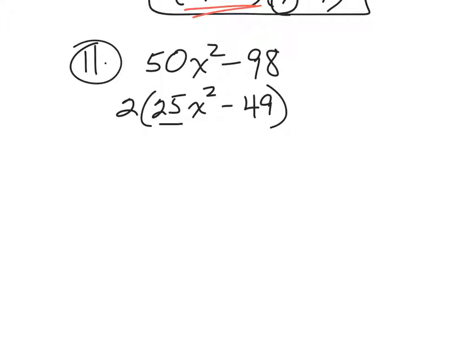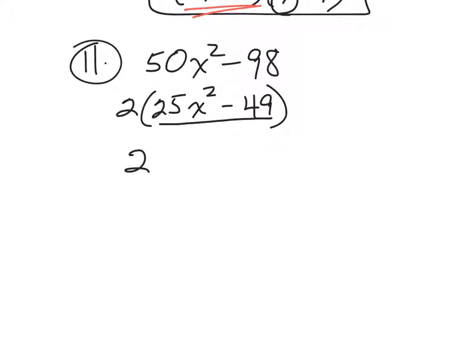So we are left with something that has 2 terms in the parentheses. If it's got 2 terms, according to what we said earlier, we need to check first to see if it's the difference of squares. It is a difference because it's minus. 25x squared would be 5x times 5x, and 49 would be 7 times 7. So it is the difference of squares.